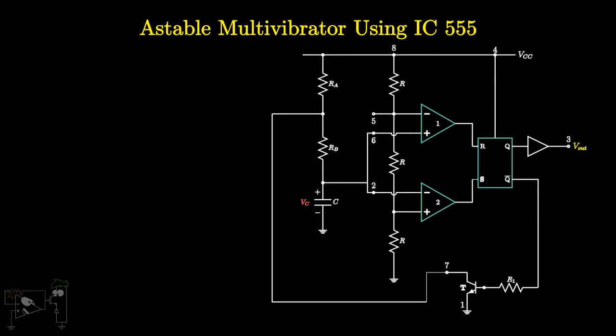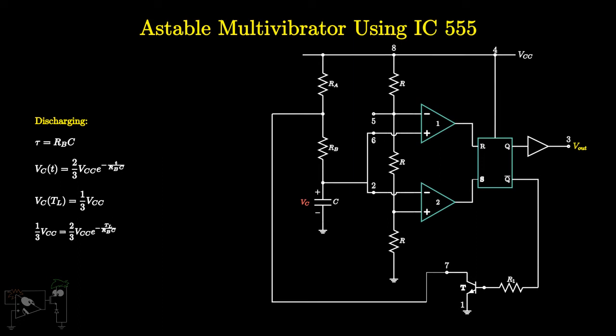During TL, the capacitor will try to discharge from 2/3 VCC to 0. As it discharges via RB, RBC is the time constant. Hence, assuming T equals 0 as the beginning of the discharge of C, we can write the equation for VC of T as 2/3 VCC into e raised to minus T by RBC. Discharging will end when VC is 1/3 VCC. Hence, substituting VC of T as 1/3 VCC and T equals to TL, we get TL as RBC ln 2, or 0.69 RBC.